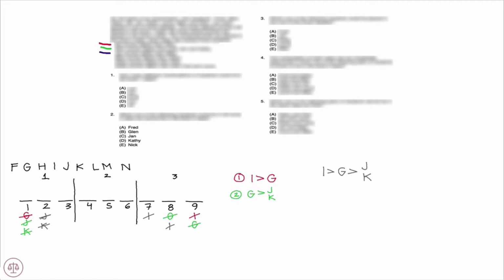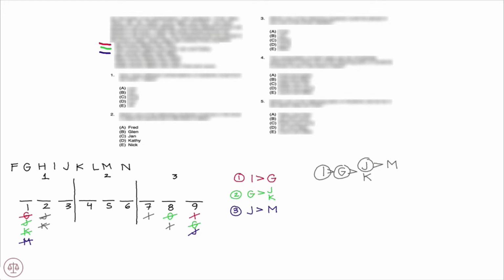J scores higher than M. Okay, so J to the left of M. That means M is not first. That means J is not last. And now we can combine this with our large chain. J is to the left of M. So now we see that M has J, G, and I before it.